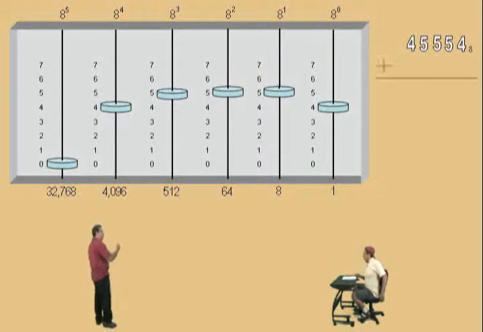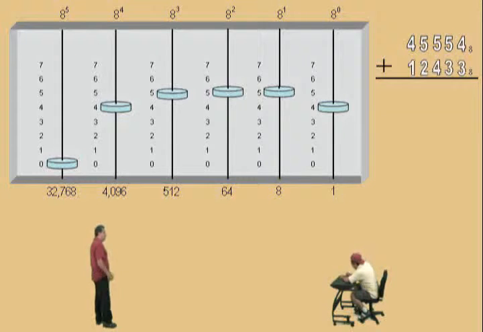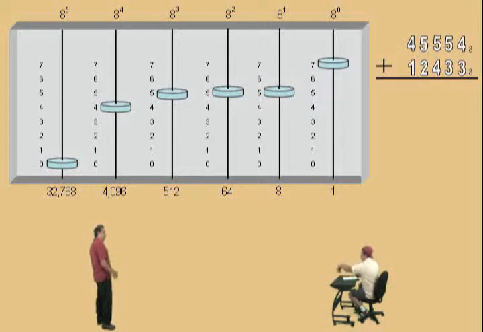Now, to this number, we're going to add 12433 base 8. Now, don't get scared. All right, Charlie, here we go. We start off easy. We are in our 8 to the 0 power place value, our 1's place value, right? We have 4, and we have to add how many more? 3 more. That's right, so that gives us 7. We'll go ahead and record that.